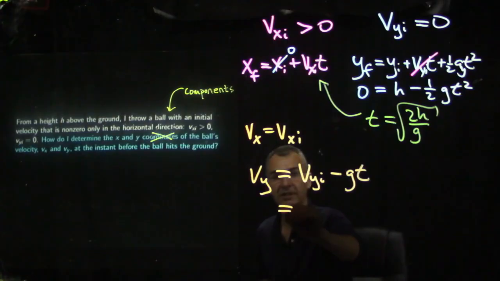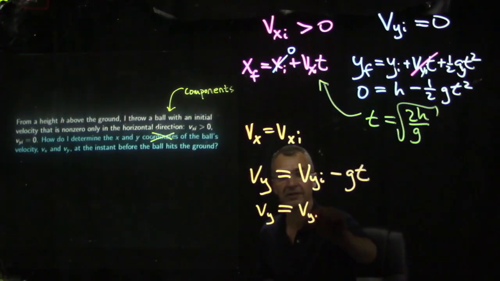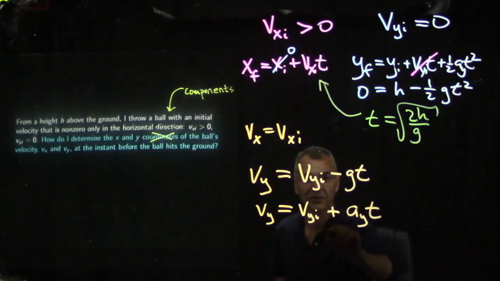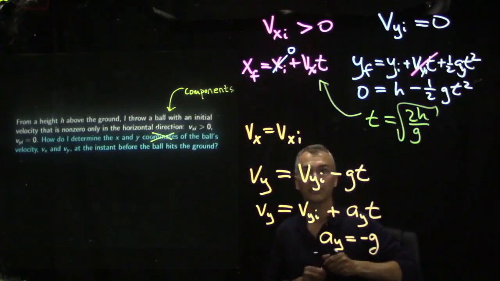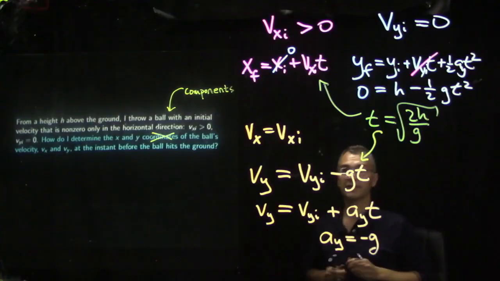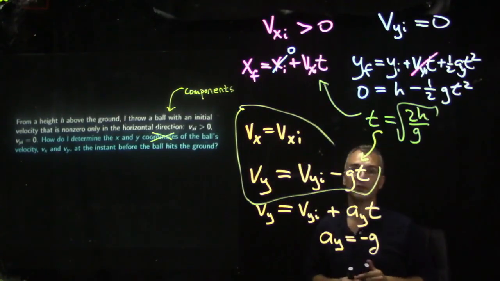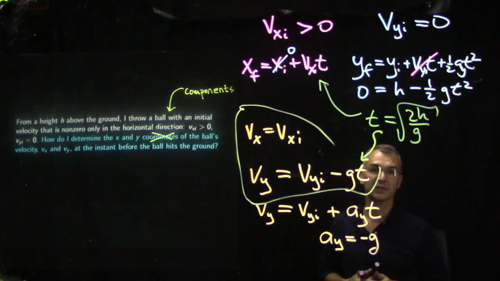This is a special case of v sub y is v sub y initial plus a sub y times t for constant acceleration, but we have acceleration in the y direction is minus g. We just simply plug this time into this result, and that gives us the x and y components of the object's velocity just the instant before it hits the ground.